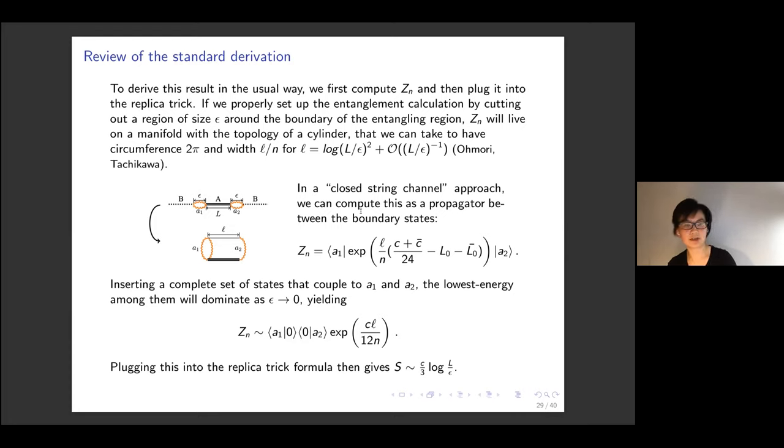to factorize. And we can do this by cutting out a small region around the entangling boundary and putting some boundary conditions there by hand. When we do this to a CFT on an interval, putting some conformal boundary conditions A1 and A2 at the ends of the cut, it means that the n-replicated partition function for the single interval will actually live on a space with the topology of a cylinder with those same conformal boundary conditions at the ends of the cylinder.